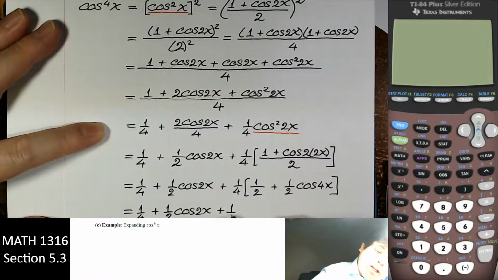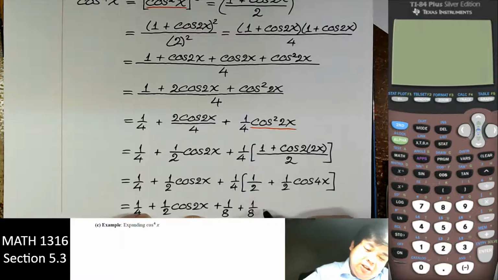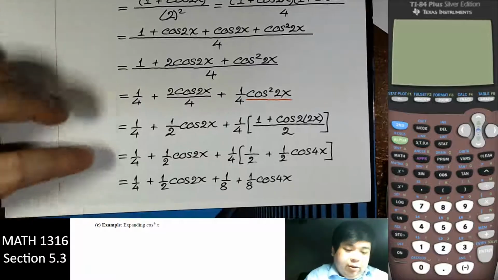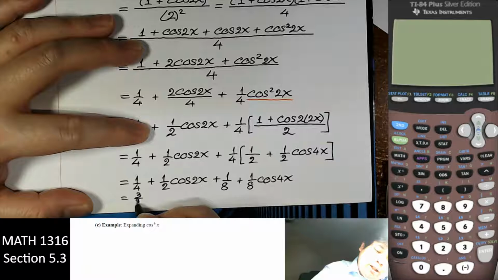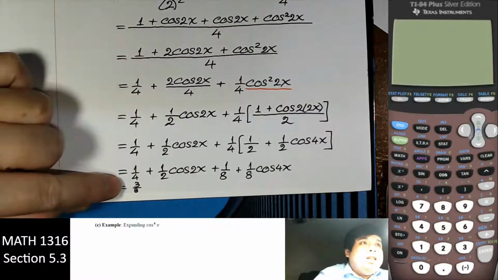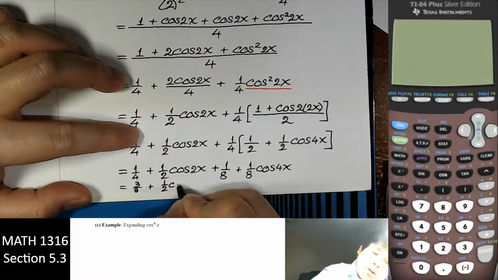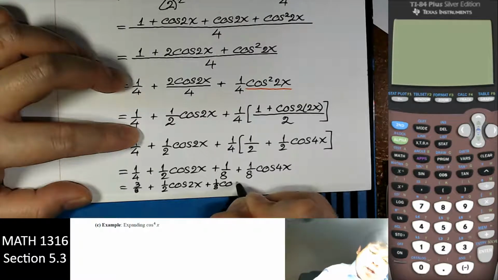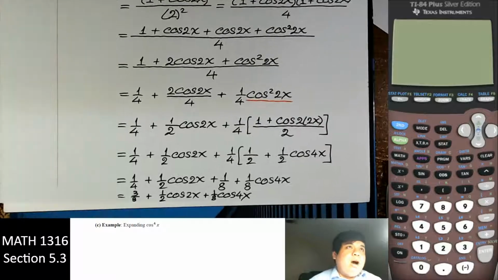1/4 times 1/2 is 1/8. And finally 1/4 plus 1/8 is 3/8. So 3 over 8, plus 1/2 cosine 2x plus 1/8 cosine 4x. So that is where we're fully expanding the cosine to the 4th power.